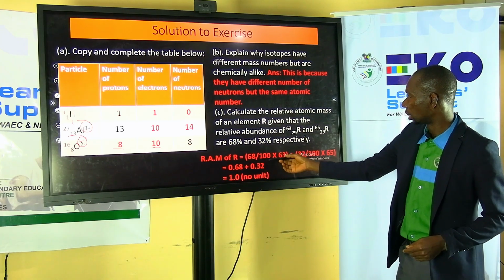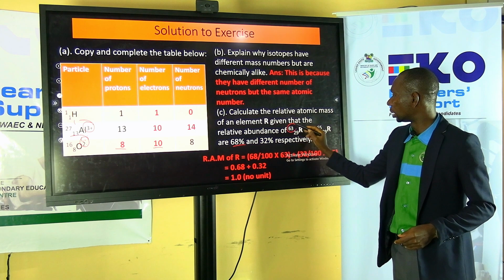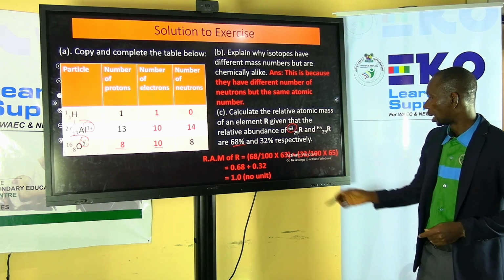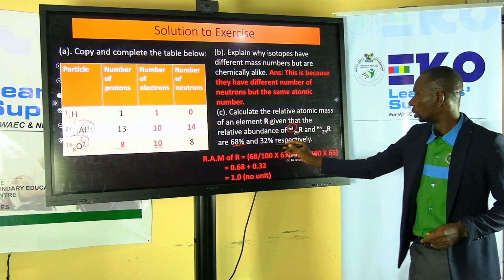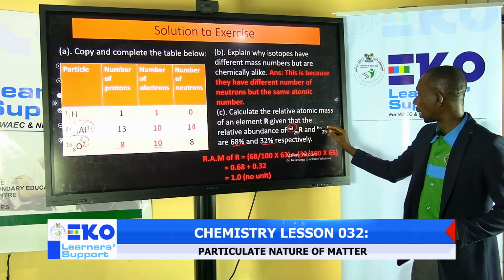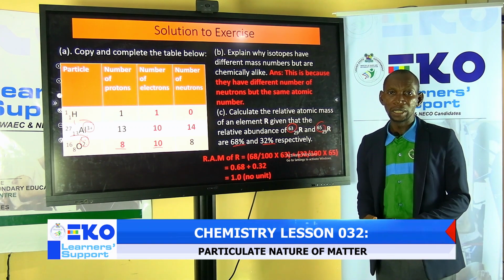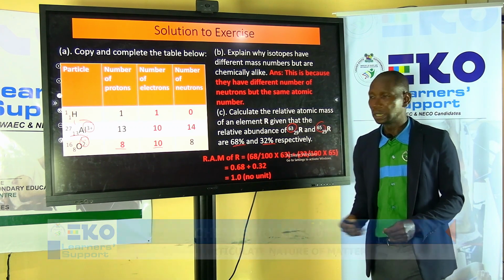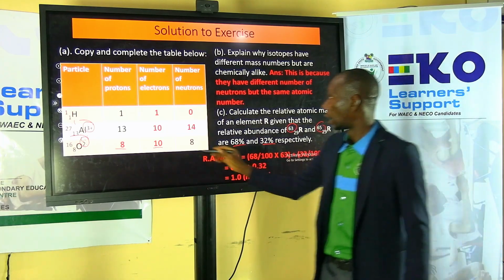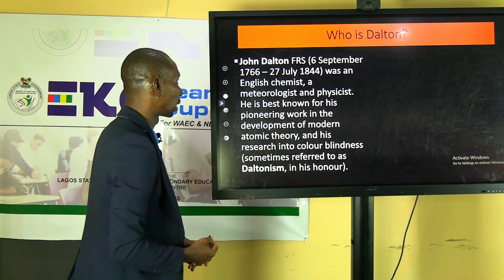So what was done is that the first percentage is 68, that's 68 divided by 100, multiplied by the mass number there, and then added to the other abundance, which is 32 divided by 100, multiplied by 65. The answer gives 1.0. In relative atomic mass, you do not add the unit. I hope that you are able to do well in this particular exercise.